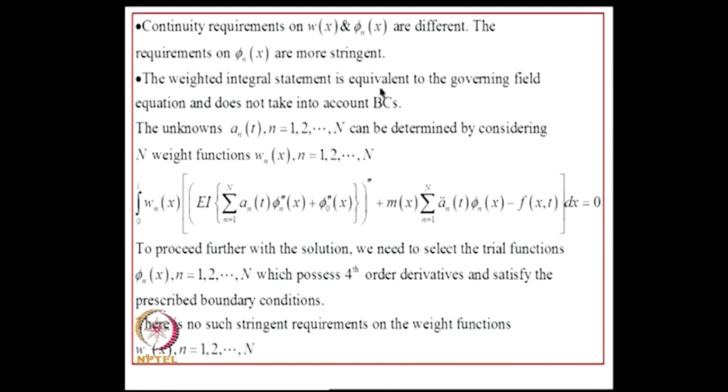The weighted integral statement is equivalent to the governing field equation and does not take into account the boundary conditions, because the boundary condition issue has not yet come up. The unknowns a n of t can be determined by considering n weight functions as shown here. So you write this equation for a set of n weight functions and we get the required n equations. To proceed further with the solution, we need to select the trial functions phi n of x, n equal to 1 to n, which possess fourth order derivatives and satisfy the prescribed boundary conditions. But there is no such stringent requirement on the weight functions. So this looks a bit unfair because we have to select both of them.